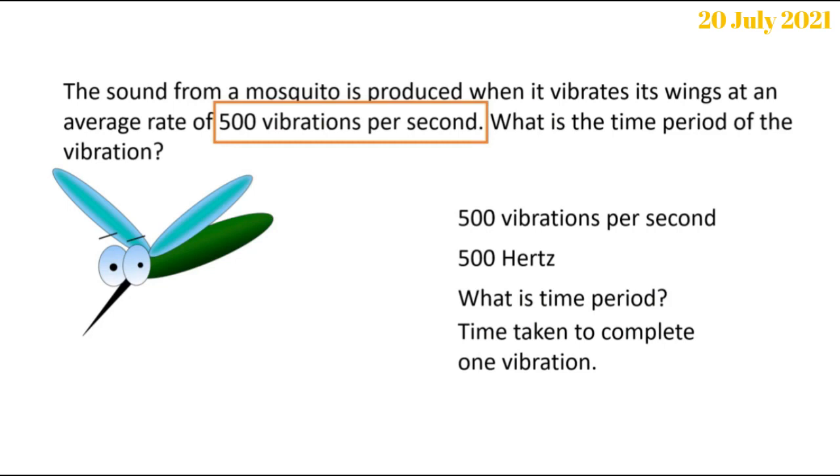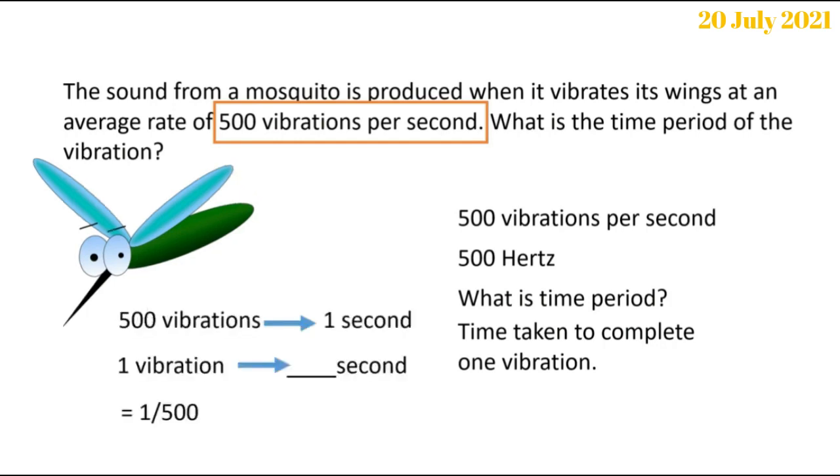Right? Now, simple one. 500 vibrations, 1 second. So, one vibration, how many seconds? 1 by 500 seconds, which is equal to 0.002 seconds. I hope you have understood. What we have found is time taken for one vibration, because that is the definition of time period. Right. Now, time period is 0.002 seconds, and that's what it is asked.